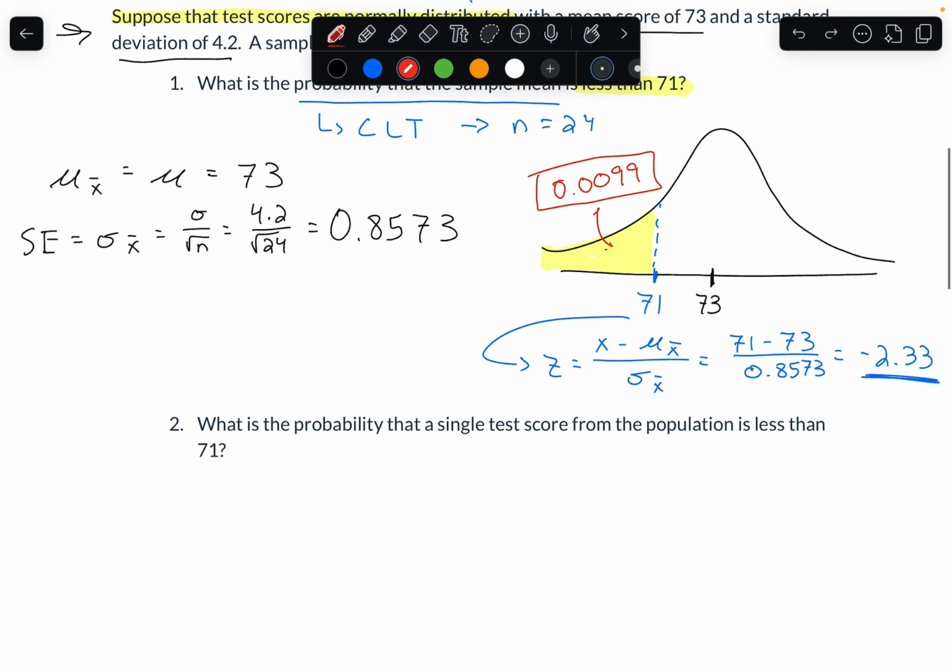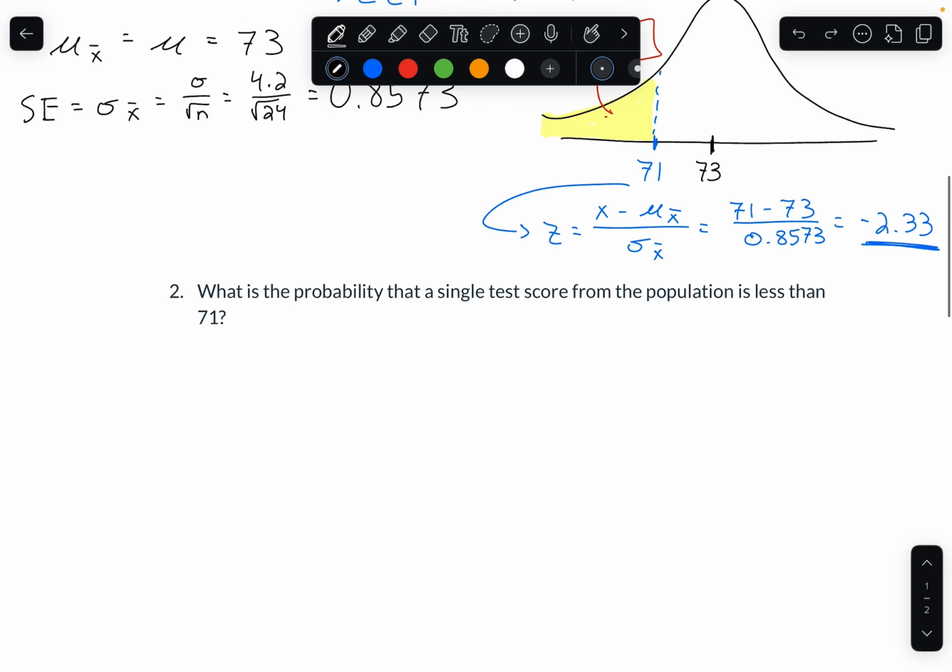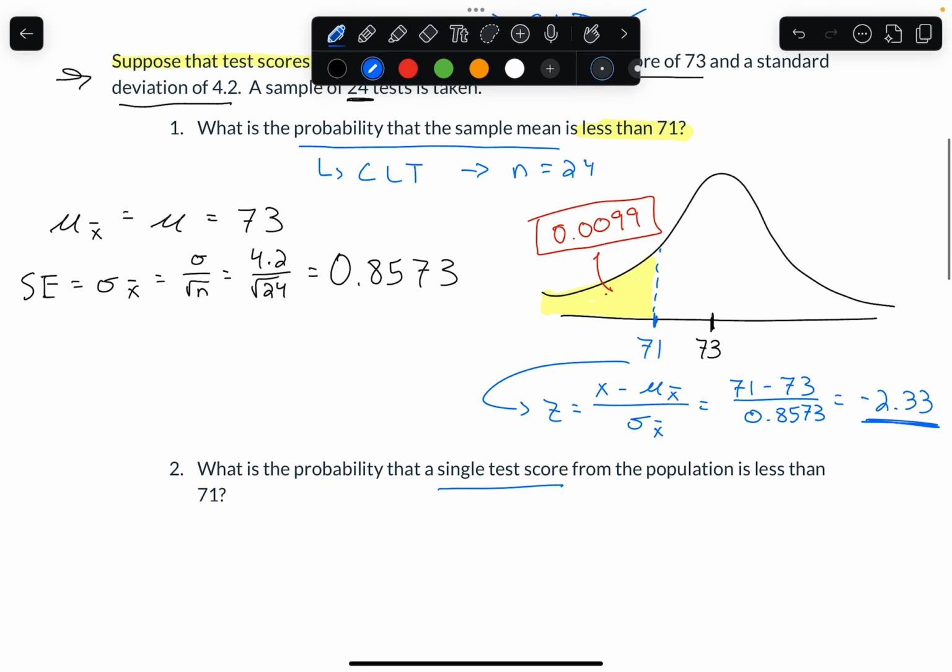Next question. This one's going to be really important that we look at because it is a potential point of confusion that we can run into. Number 2 says, what is the probability that a single test score from this population is less than 71? So if you look at these two questions, number 1 and number 2, they look really similar. They're both talking about the probability of something being less than 71. But if I look at this second question, here we're talking about the probability of a single test score versus here we were talking about the probability that a sample mean is less than that.